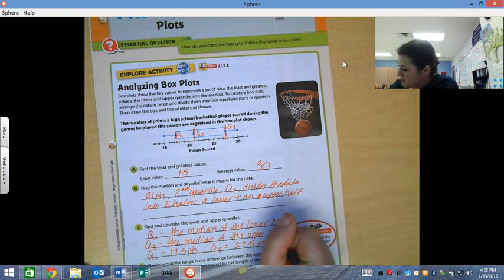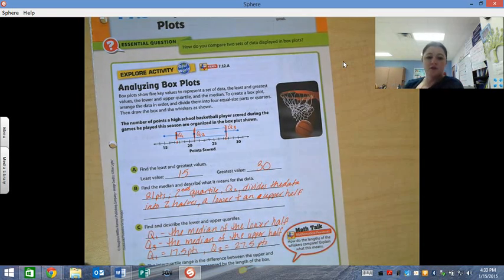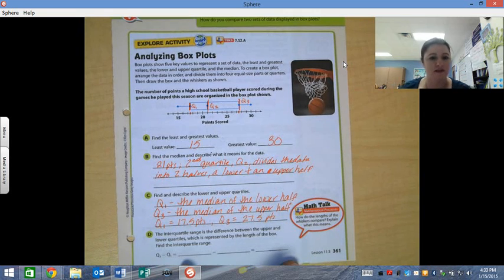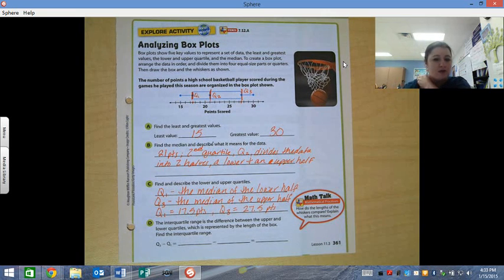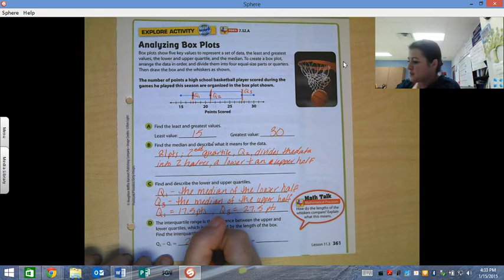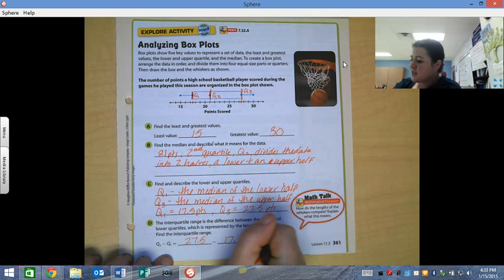So now, on the last part of this, it says the interquartile range is the difference between the upper and lower quartiles, which is represented by the length of the box. Find the interquartile range. So notice it shows you we're going to do Q3 minus Q1. So when we plug in our numbers, we have Q3 is 27.5, Q1 is 17.5.